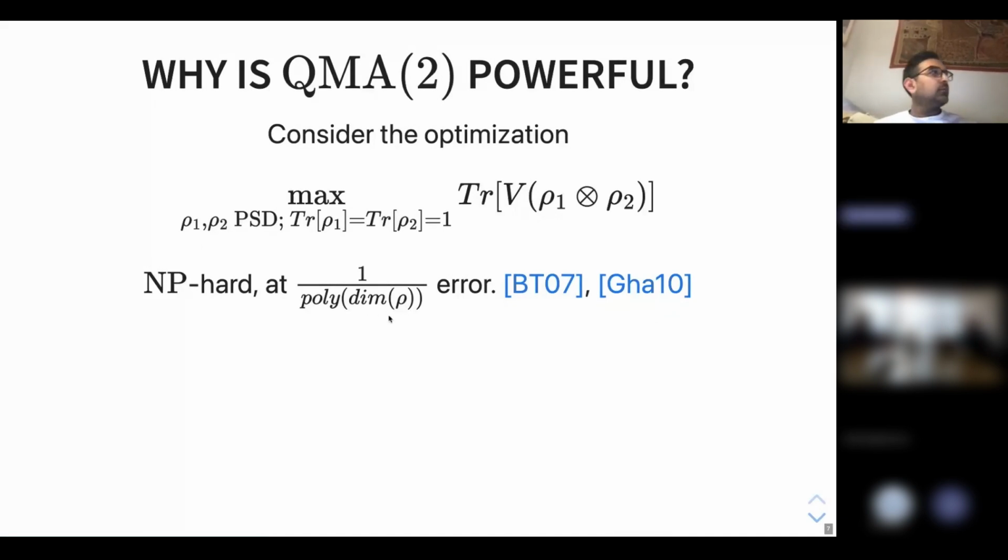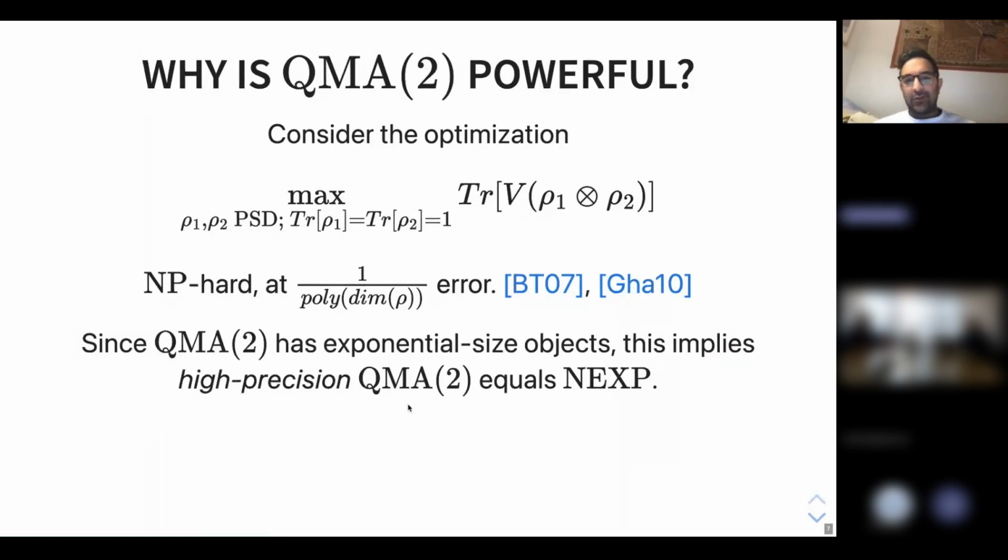So in quantum computing, we have, let's say, n qubits. The dimension will be 2 to the n. So this becomes high precision QMA2 if you allow for inverse exponential error. Then actually high precision QMA2 is equal to NEXP. So it has to do with testing separability, or optimizing over the separable cone, which is actually an NP hard problem.